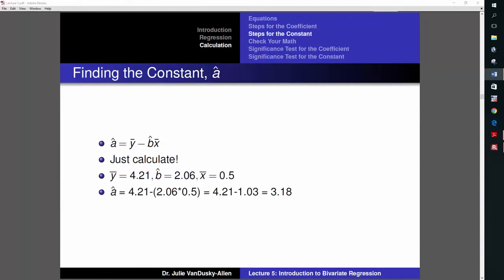Next we have to find a hat. A hat is a much easier calculation. A hat equals the mean of y minus b hat times the mean of x. Remember that I calculated these values earlier in the lecture slides. The mean of y is 4.21, b hat is 2.06, and the mean of x is 0.5. 4.21 minus 2.06 times 0.5 equals 4.21 minus 1.03, which equals 3.18. So our a hat is 3.18.